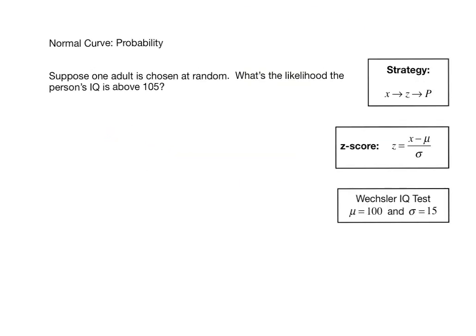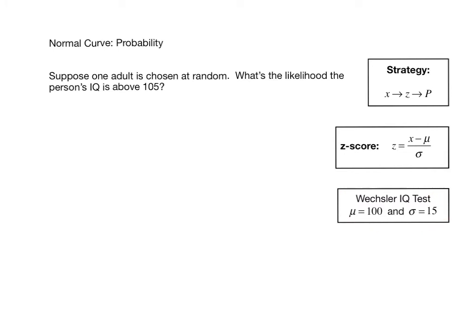Let's try another problem using the Wechsler IQ test. Suppose one adult is chosen at random. What's the likelihood the person's IQ is above 105? Again, with the Wechsler IQ test, the population mean is 100, the population standard deviation is 15.